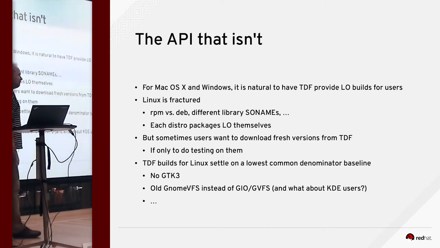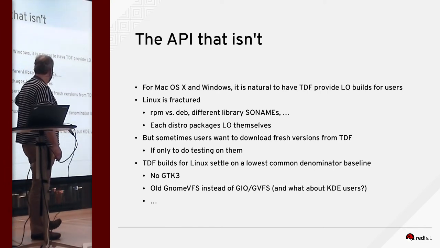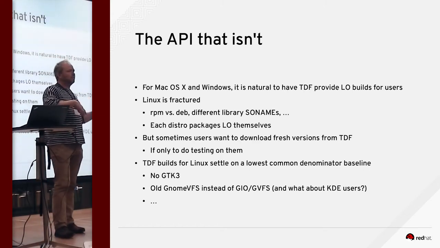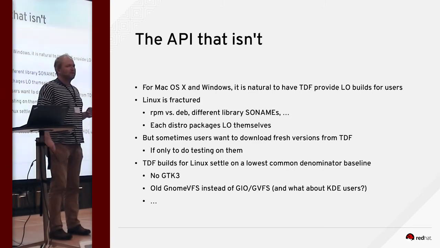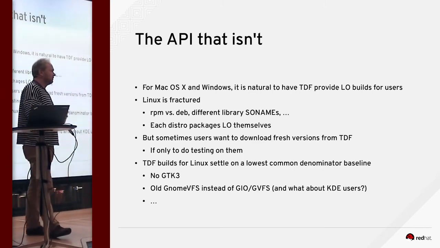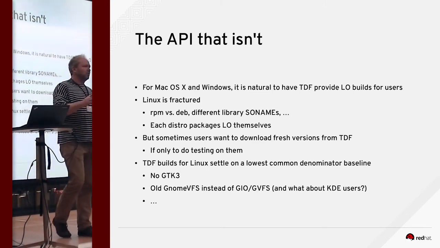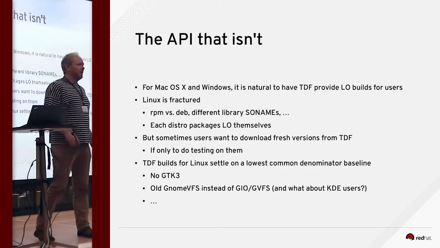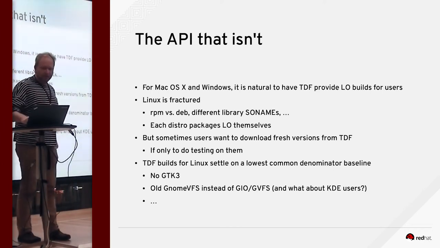For example, it's been a pain to update to GTK3 or to get rid of this old GNOME VFS, which is a method of accessing non-file system data like HTTP or FTP or whatever, Samba, a centralized common way. There's an old implementation and a new one, and we were stuck with the old implementation because that was the only thing we could expect from a baseline that we want to run on, which is a very old Linux.